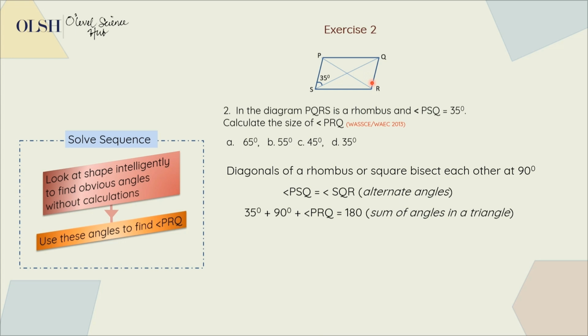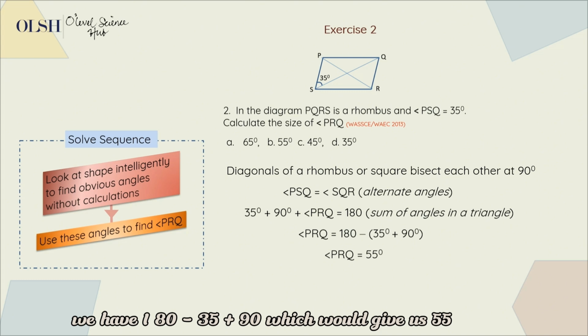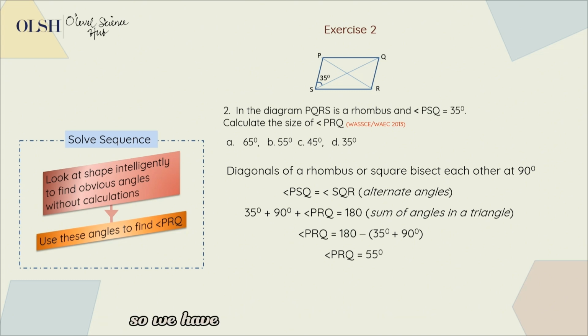So this is equal to this. Alright, of course, because we have two parallel lines and a transversal also this way, and we can form our Z shape. So we have this angle equal to this angle, so we have 35 plus 90 plus PRQ, which is this angle, would give us 180. Okay, so moving on, we have 180 minus 35 plus 90, which would give us 55 degrees. So we have our angle PRQ as 55 degrees.